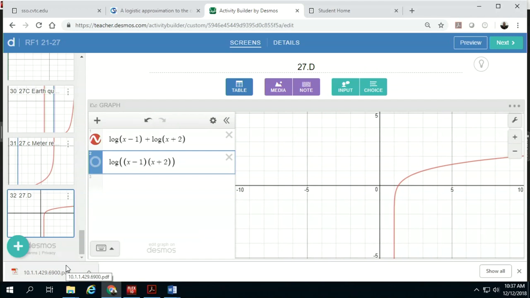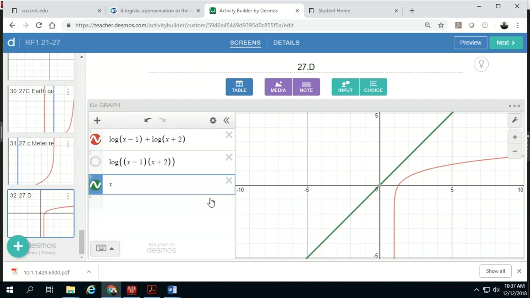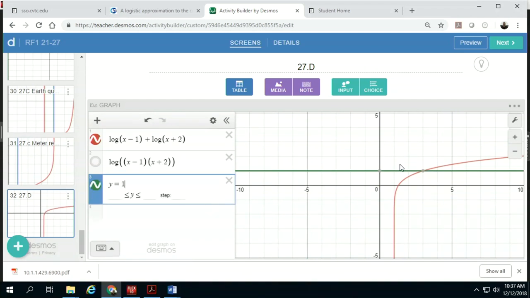So, if we look at that first graph, it says use the graph to solve that equation where that equals 1. So if we put y equals 1, we find our solution to be at the point over 3 up 1. If we take 3 minus 1 and we take 3 plus 2, we get the answer 1.